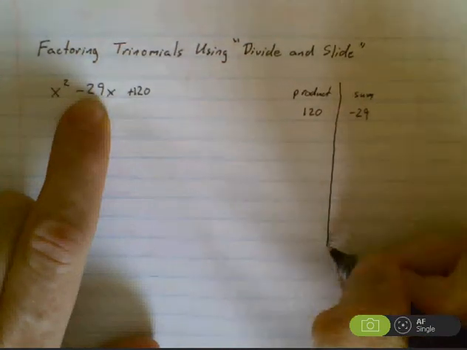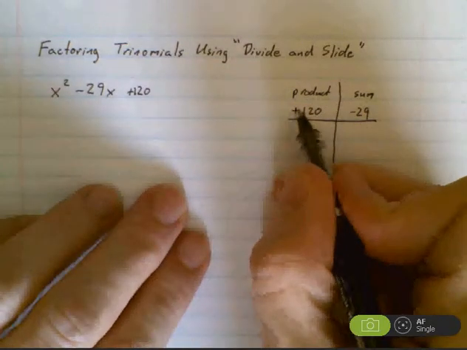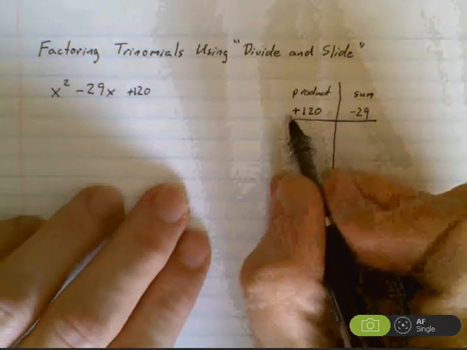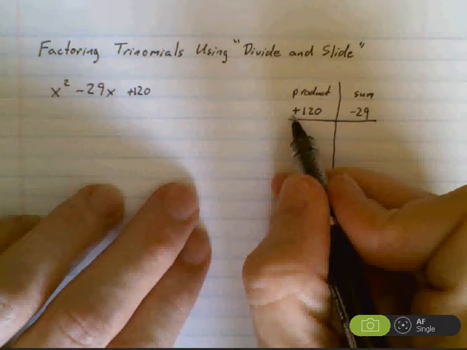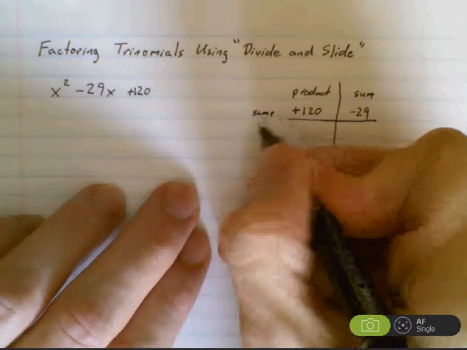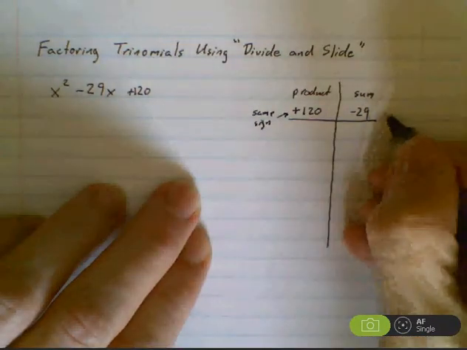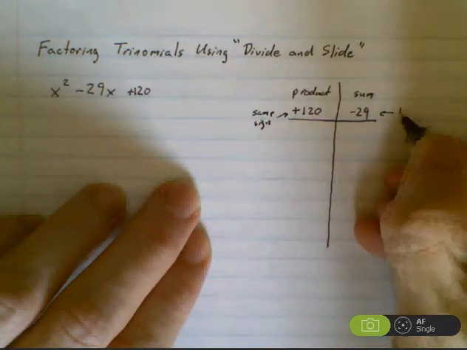Now something that you should notice is that the product is a positive number and the sum is negative. Since the product is positive, that means that the two numbers have to have the same sign. And since the sum is negative, that tells us that they're both negative.